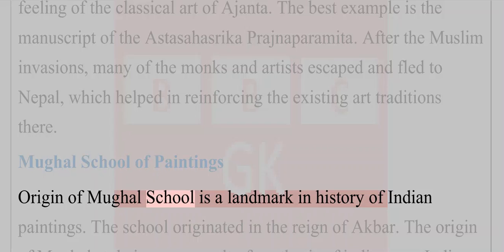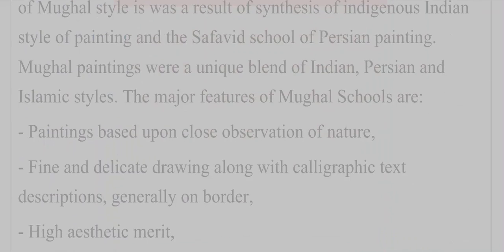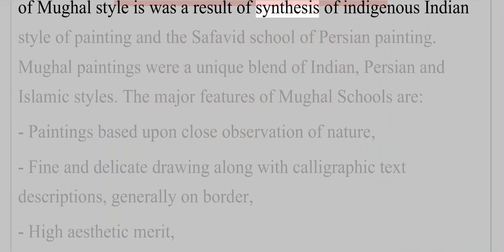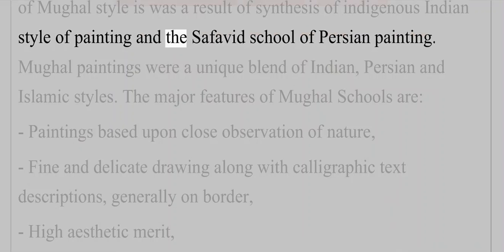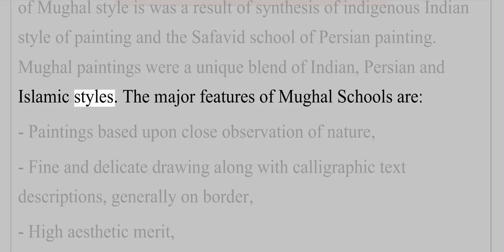Mughal School of Paintings. The origin of the Mughal school is a landmark in the history of Indian paintings. The school originated in the reign of Akbar. The origin of Mughal style was a result of synthesis of indigenous Indian style of painting and the Safavid school of Persian painting. Mughal paintings were a unique blend of Indian, Persian and Islamic styles.